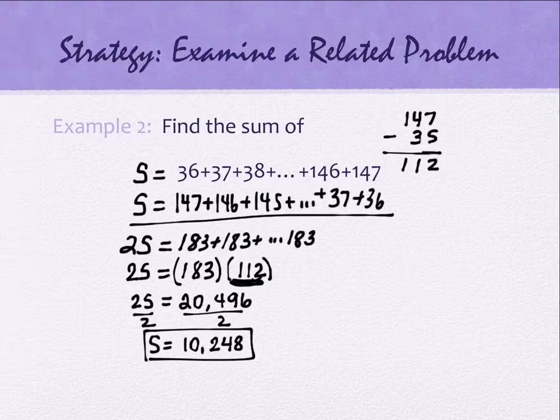Yes? Can we divide the 112 by 2 or by 3 before we do everything else? Yep, because that would be the number of terms you'd have. Yes. Okay, let's take a look at another problem.